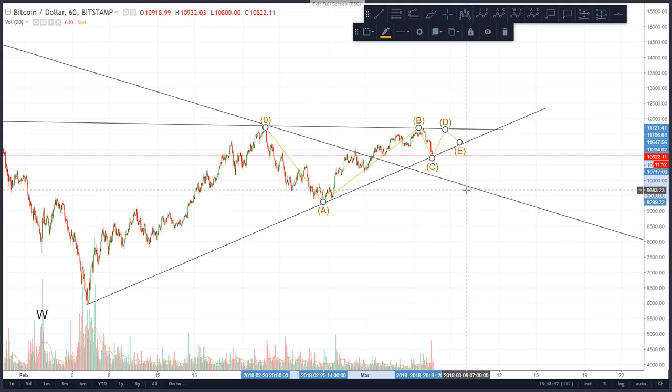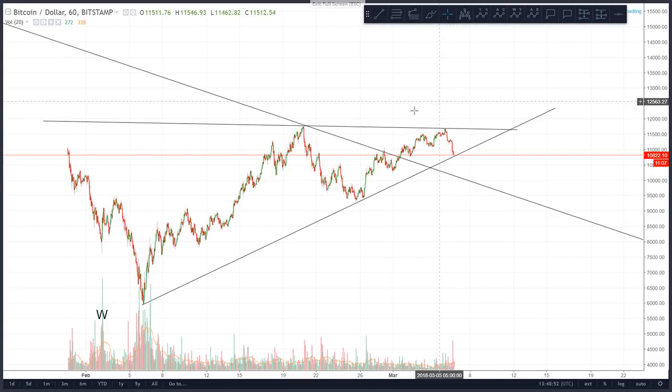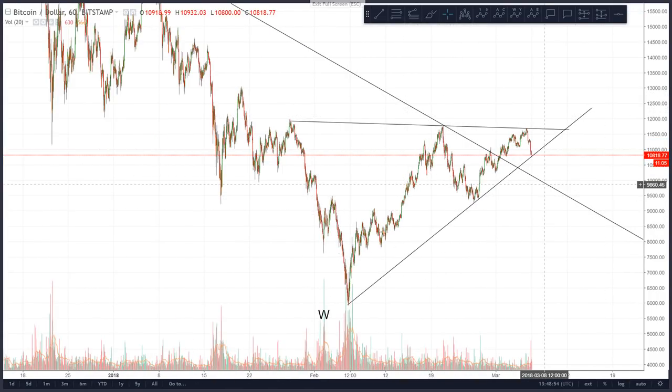But that's my interpretation of what's happening at the moment. So again, I'd just like to go on the 4-hourly chart.